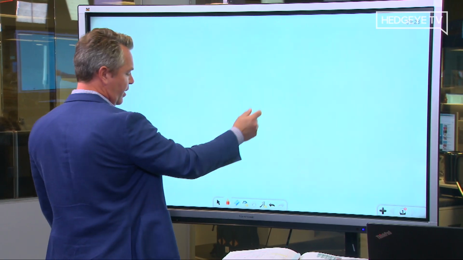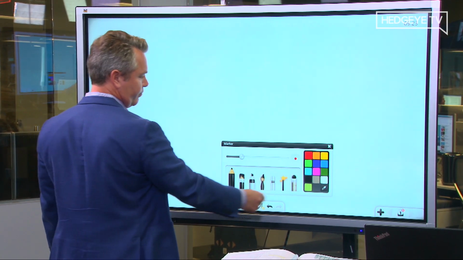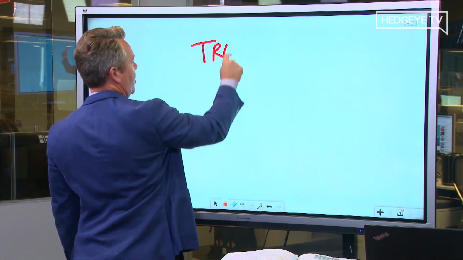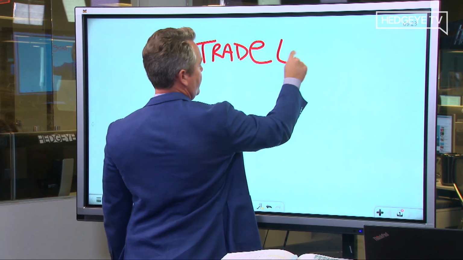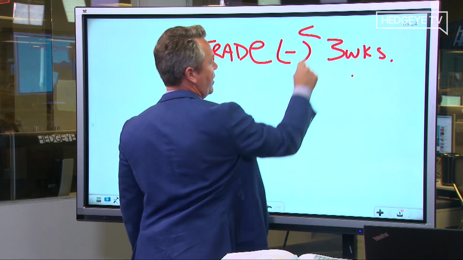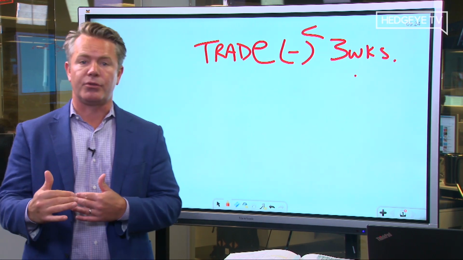So again, for those of you that don't know, now we're going to know. We have trades, which are currently largely negative. Those are 3 weeks or less, inside of 3 weeks. Trends are 3 months or more.